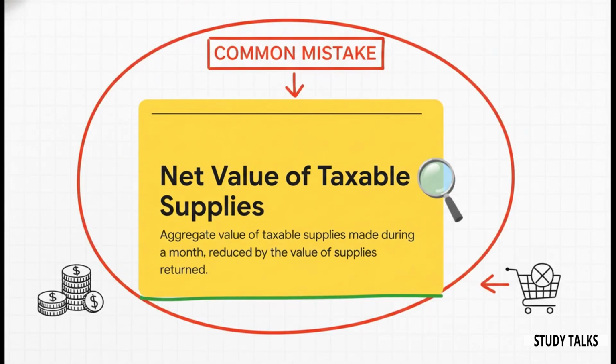Okay, now I need you to focus on this definition: net value of taxable supplies. This phrase right here is, without a doubt, the single most important part of this entire section. And you guessed it, this is where marks are lost over and over again. It's the total value of all taxable supplies made by all sellers on that platform, but, and this is the key part, reduced by the value of any supplies that were returned during that same month.